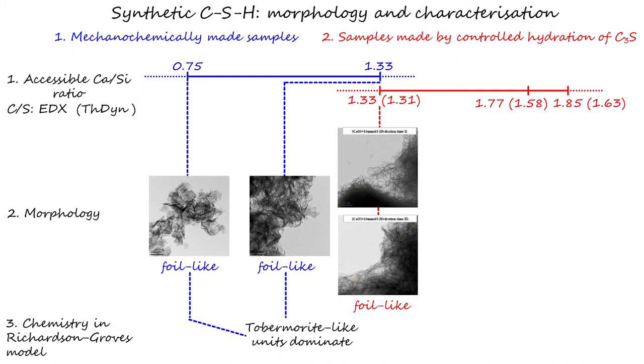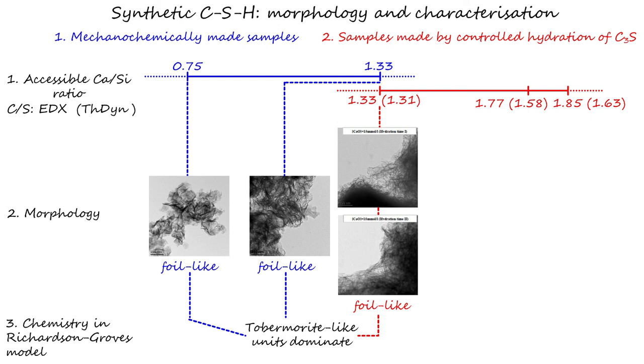The morphology appears to be foil-like for the lower end of the accessible calcium to silicon range. This does not change if the reaction is stopped at the later stage, as shown here. Thus, one conclusion is that the morphology does not depend on the state of the reaction. This is in contrast to reports which observed foil-like CSH during the early stages of Portland cement hydration and fibrillar CSH during the later stages. Within the Richardson-Groves model, again, tobermorite-like units suffice to describe the chemical composition.